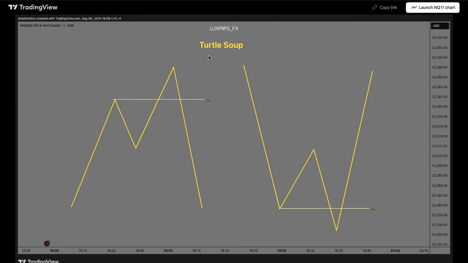So, moving forward, these are illustrations of the turtle soup. This is a bearish example and a bullish example. As you can see, the structural high being swept to then reverse.